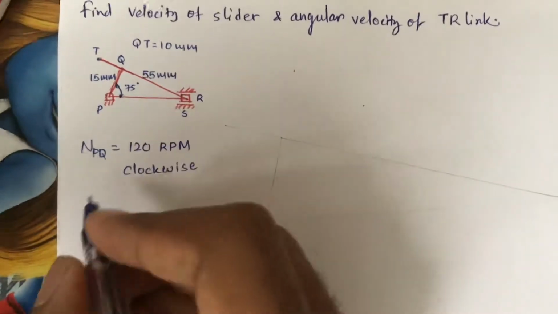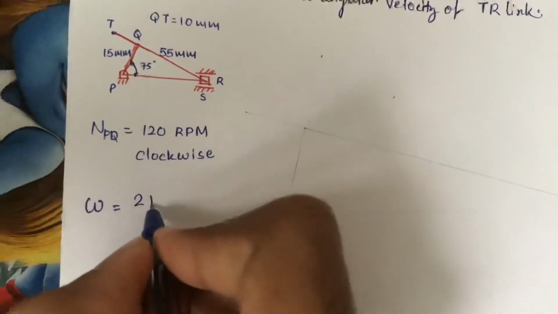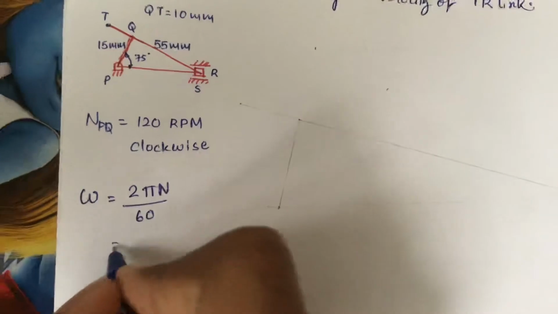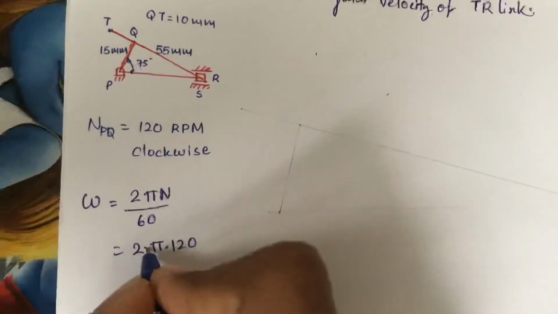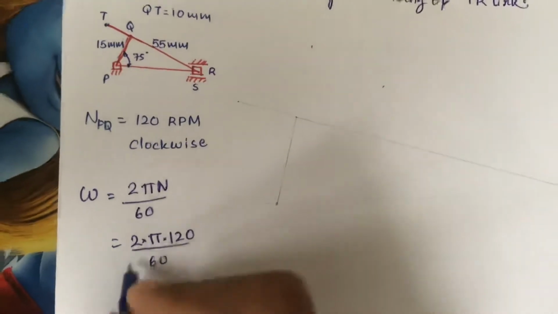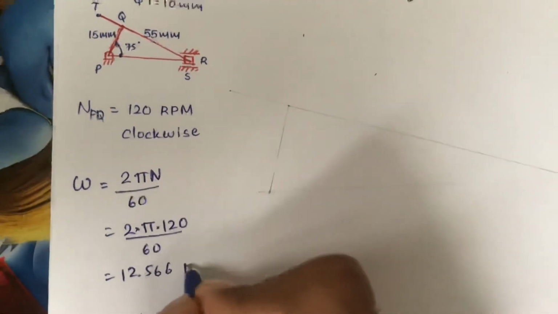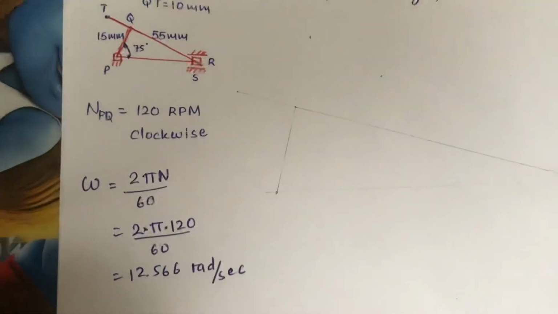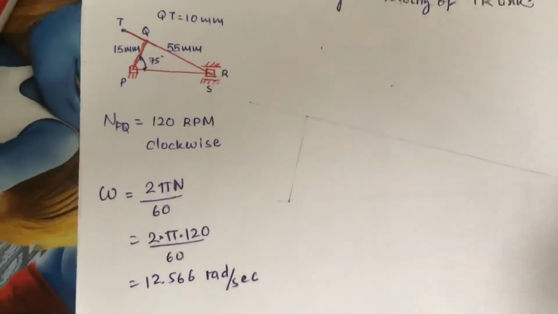So the clockwise direction is given, so we can identify the angular velocity omega, which is 2 pi N divided by 60. So 2 pi N, which is given as 120, divided by 60, is equal to 12.566 radian per second. Now before that, let us draw the given diagram as a configuration.